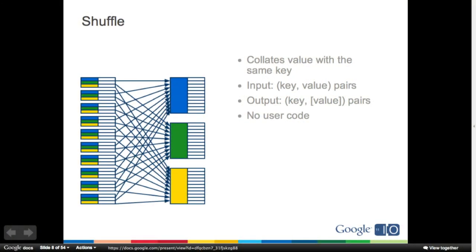The second step of MapReduce is the shuffle step. The shuffle phase has to collate values with the same key together. It has to go through all the values which are generated by the map phase. It should find same keys. It should bundle those values together. And it should output key and list of values pairs. And this step has no user code whatsoever. This is a generic step of the MapReduce framework, provided usually just as some kind of service, as some kind of magic black box which does shuffle.